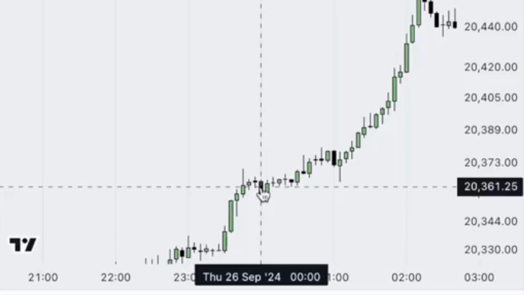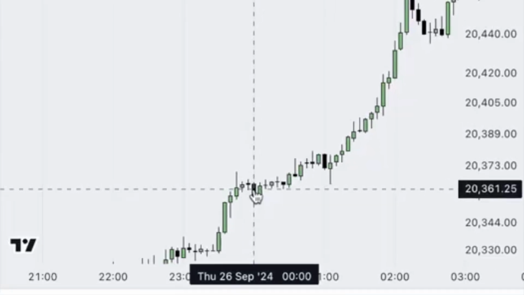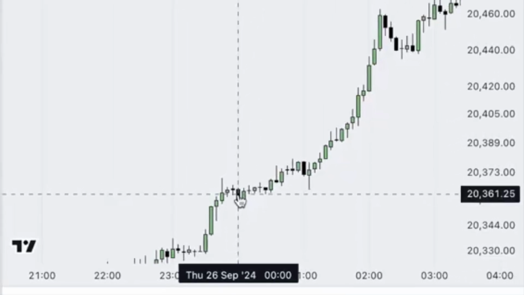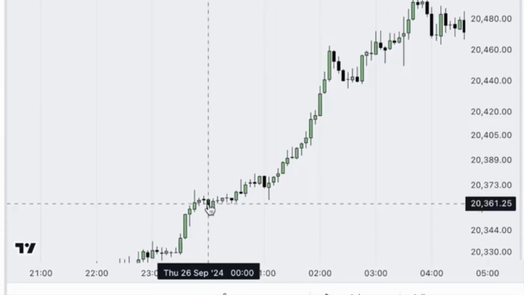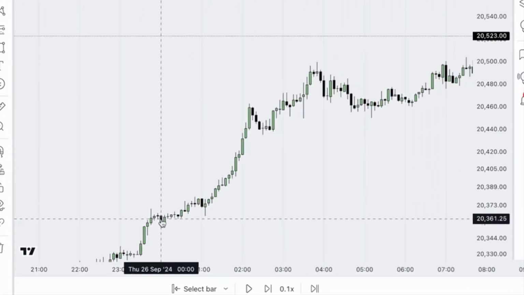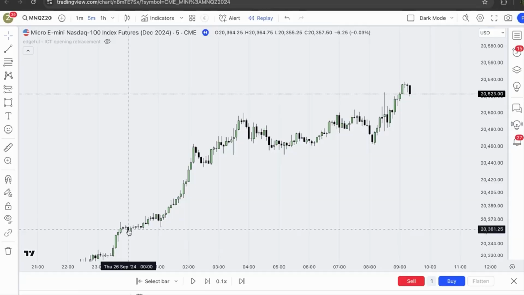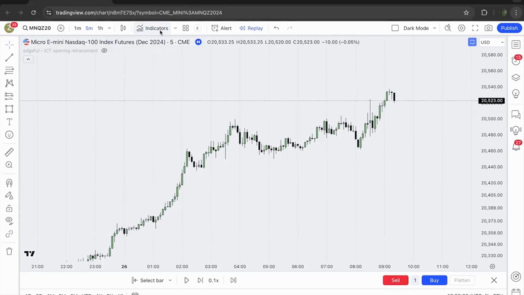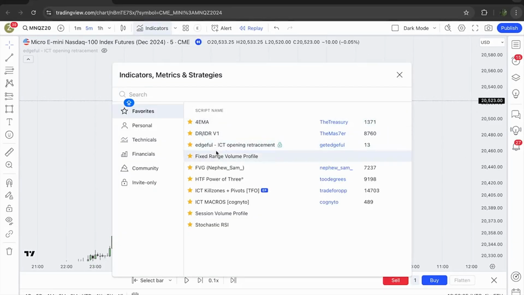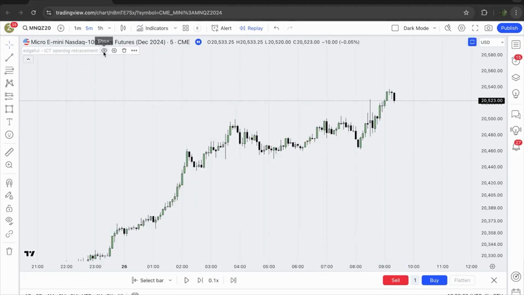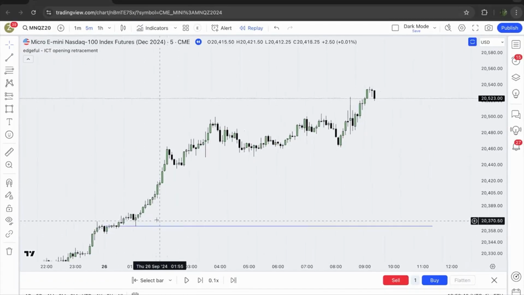Now, this is where Edgeful does come in handy because they do offer custom indicators that go hand in hand with the reports that they put out. So that is convenient if you're in a different time zone or you just don't feel like plotting this on your chart every day. So I have this up in the indicators tab. It's called ICT Opening Retracement. You would click that and it will plot Midnight Open for you automatically.